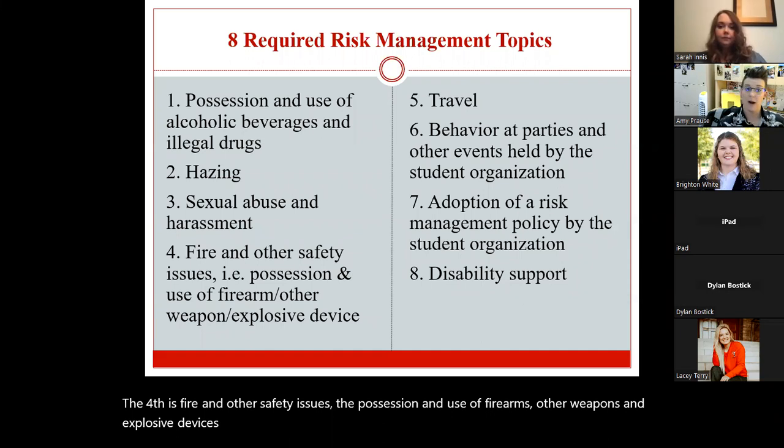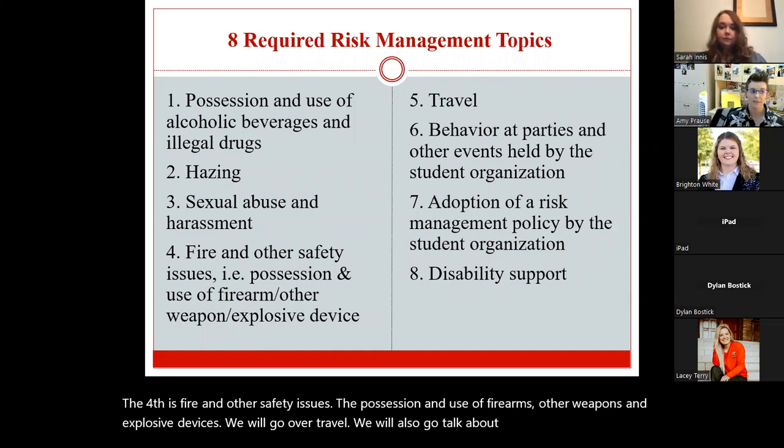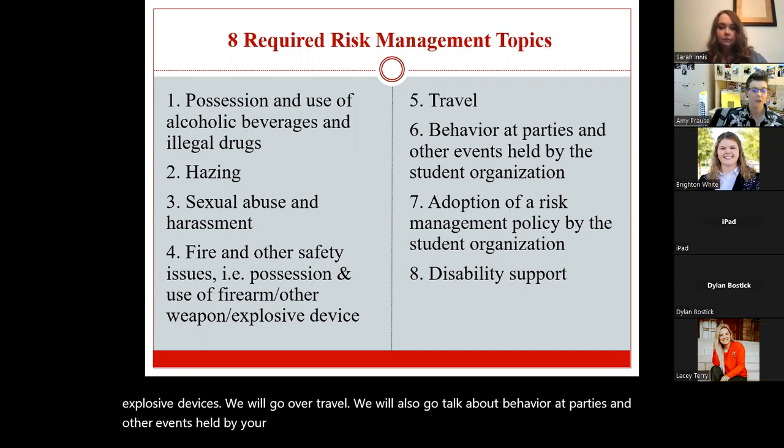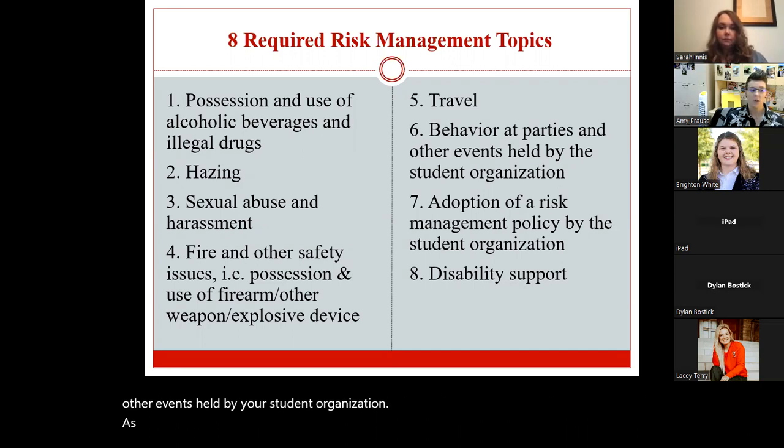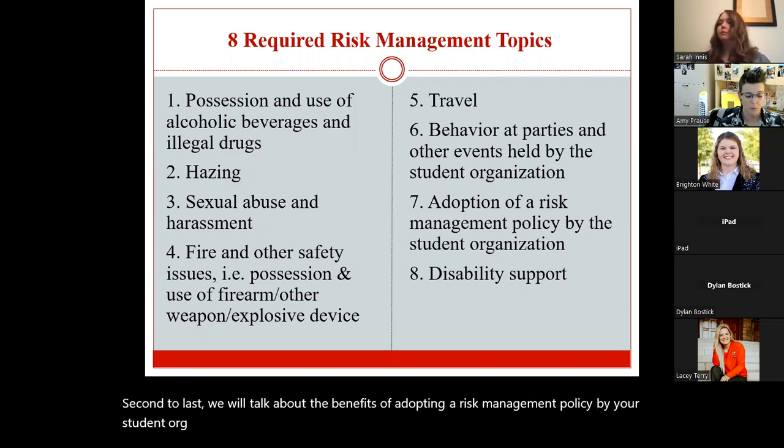We will go over travel. We will also talk about behavior at parties and other events held by your student organization. Second to last, we will talk about the benefits of adopting a risk management policy by your student org. And then lastly, we will talk about disability support.